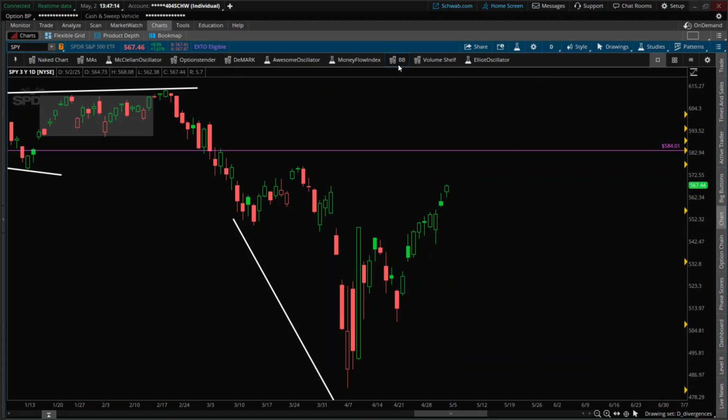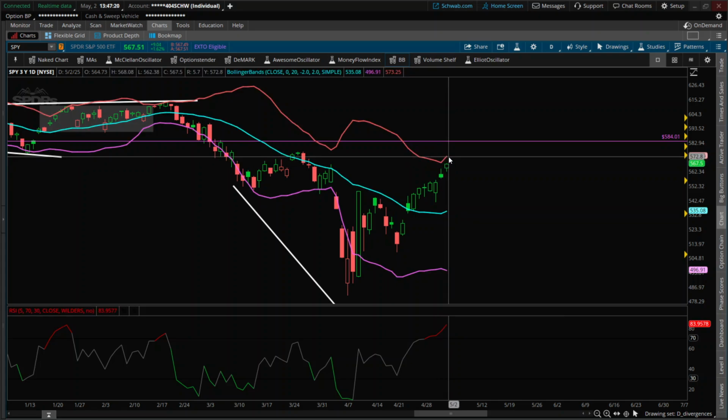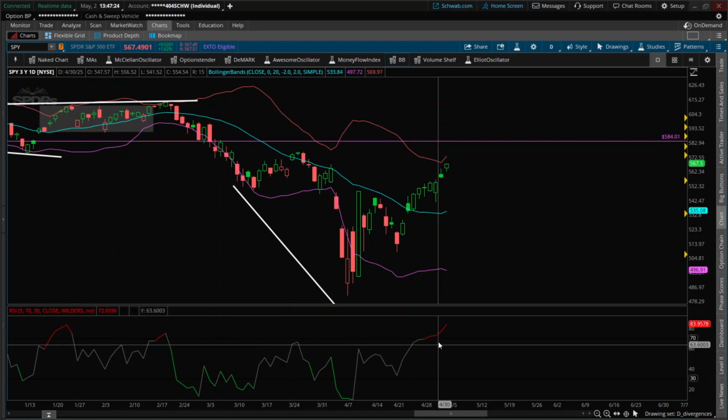Not quite to the top of the Bollinger Band. Oh, we're getting right there. So again, if we have another update tomorrow or Monday, we should probably see a tap of the Bollinger Band with overbought conditions. That will be a sell signal in itself.